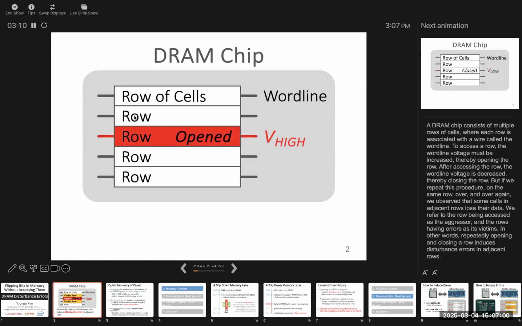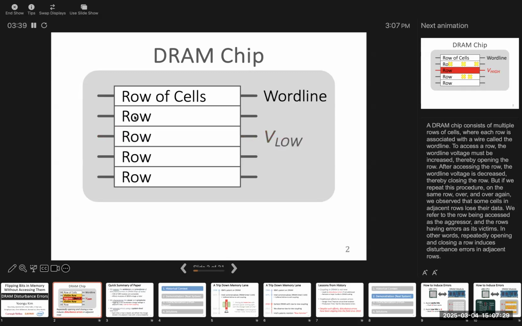So here what they are saying is that if you want to read or write to the row, you first have to open the row, which basically means to enable it, or place the high signal on the word line. And then once you are done with reading or writing of that particular row, you close it, which basically means you disable the word line signal by placing the low signal on the word line.